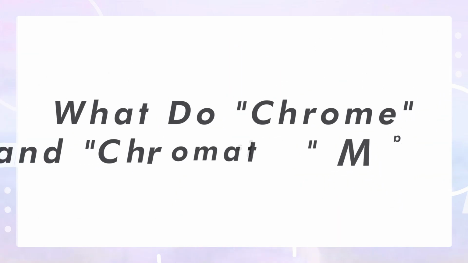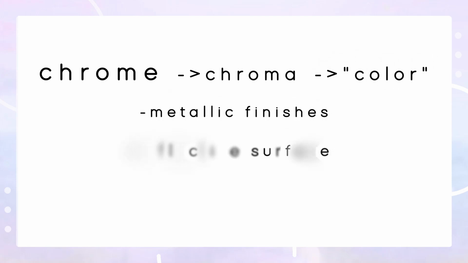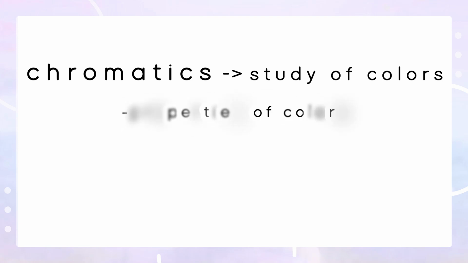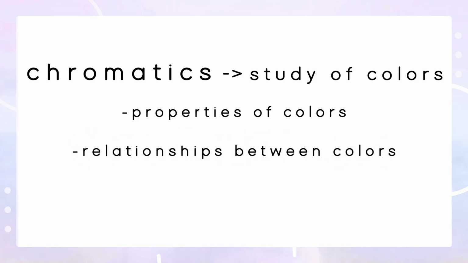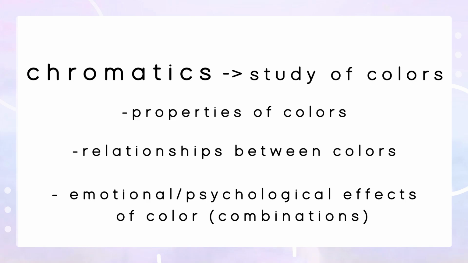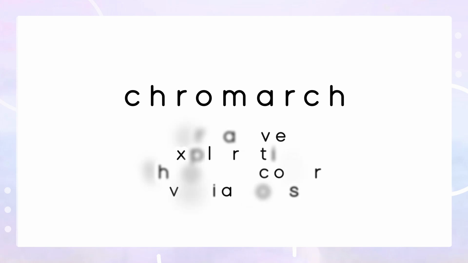Let's get started. The word chrome comes from the Greek word chroma, meaning color, while today it's often associated with metallic finishes and reflective surfaces. Its original meaning relates to vibrant, diverse coloration. Chromatics comes from chromatic, referring to the science and study of colors. In art and science, chromatics is about the properties of colors like hue, saturation, and values, the relationships between colors such as complementary and analogous hues, the emotional and psychological effects of color combinations. That's why I wanted to use Chromarch as a name for this challenge. It's all about creative exploration through color variations.